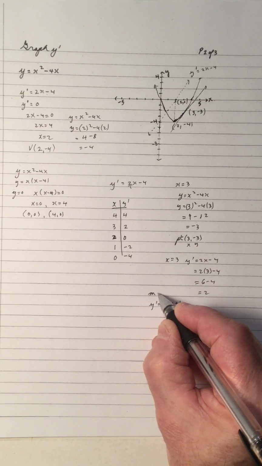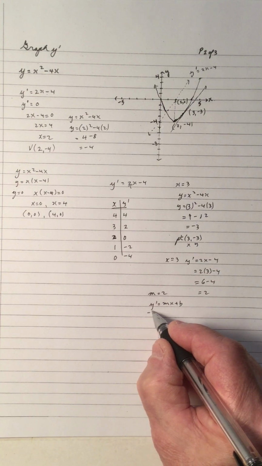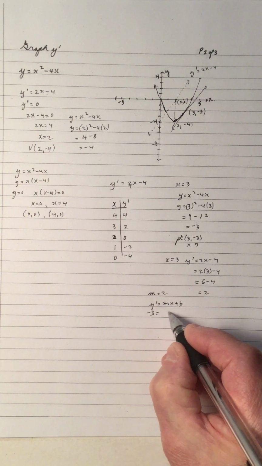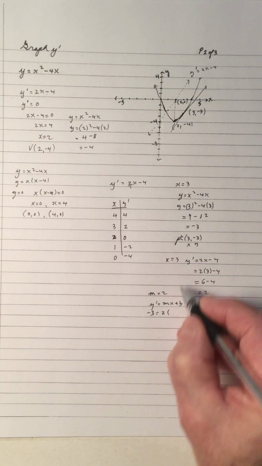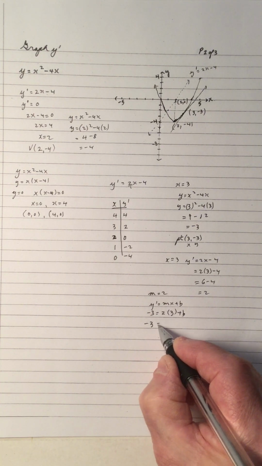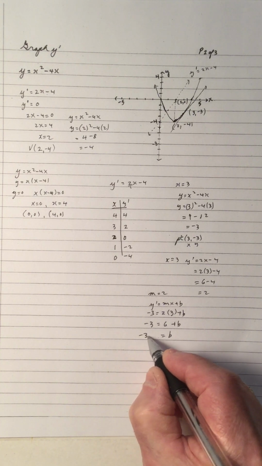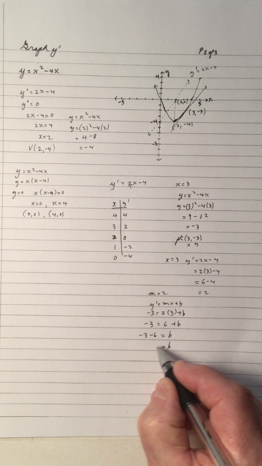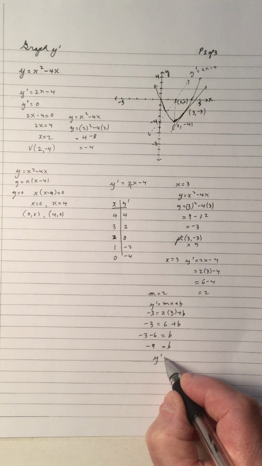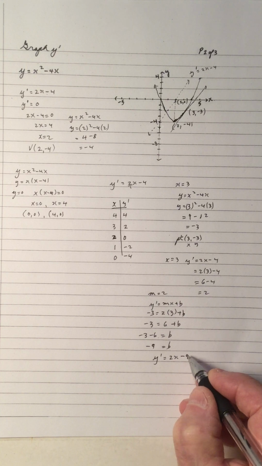So the slope of the tangent is 2. So we take negative 3, which is the x coordinate, the y coordinate. The slope is 2. The x coordinate is 3, and we work out the y-intercept. So negative 3 equals 6 plus b. B is negative 3 minus 6. So b is negative 9. So y prime, which is the equation, slope is 2. Negative 9 is the y-intercept.